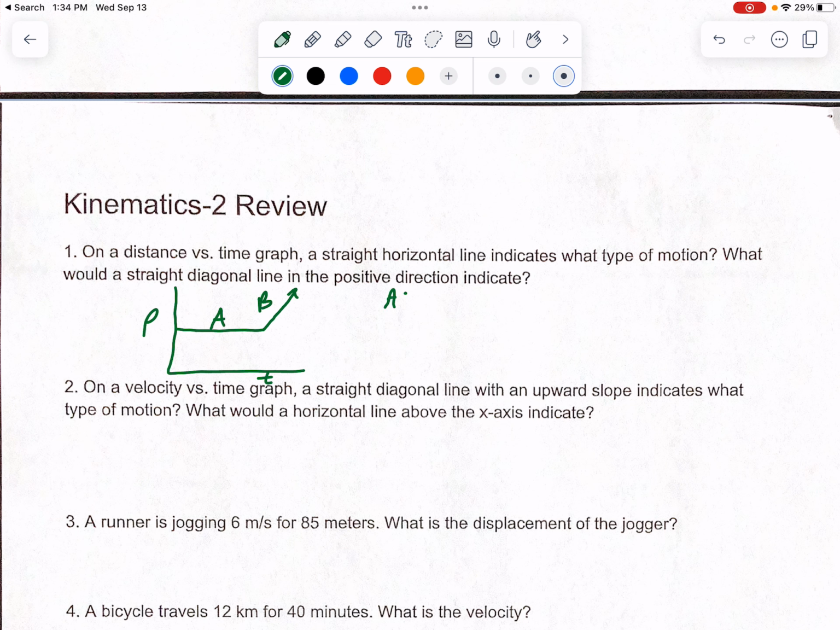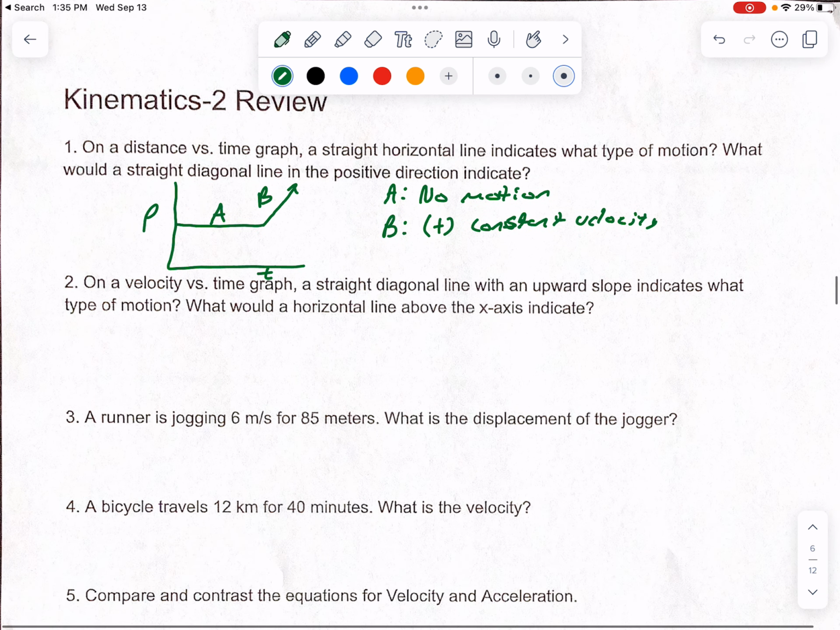So if I was asking what's going on at part A, I would say that would be no motion because your position is not changing. Now part B is you have a nice straight constant diagonal line. So that means you start moving in the positive direction and it's going to be a constant velocity because your slope is not changing. So that is position versus time. The big thing there is a flat line on a position versus time graph means you are not moving.